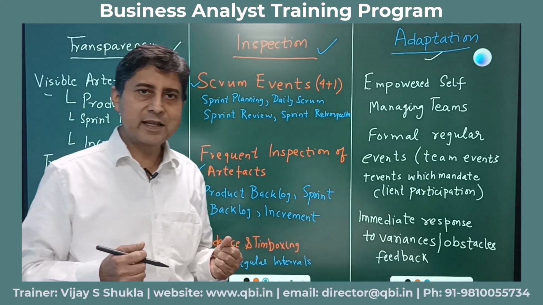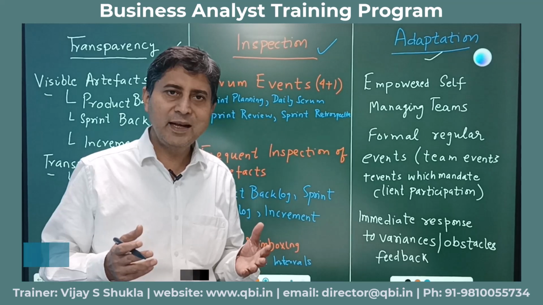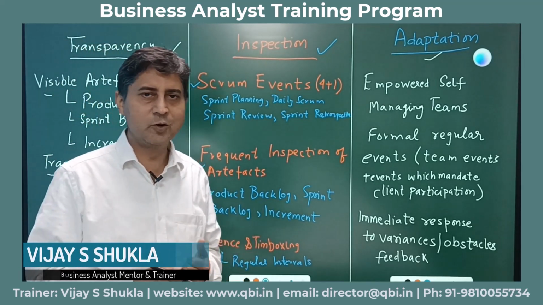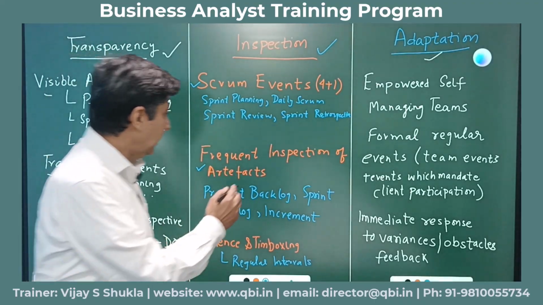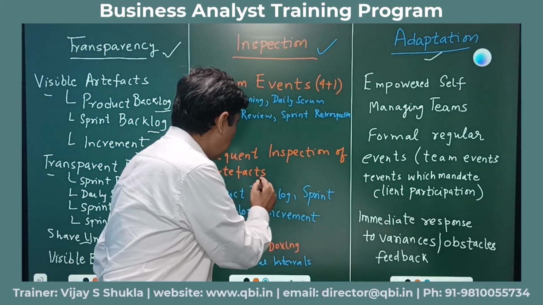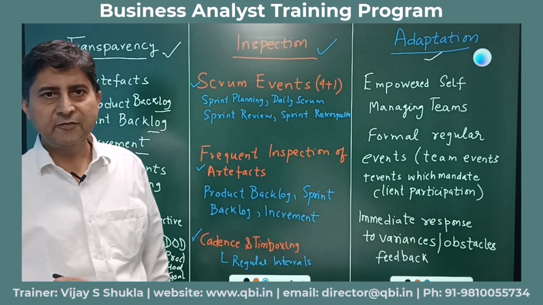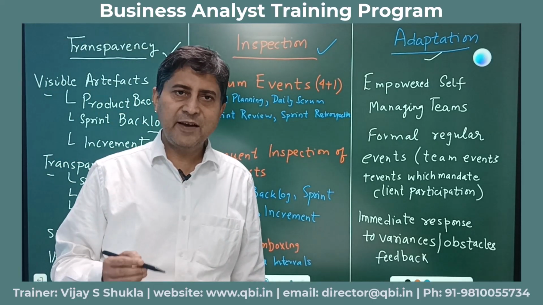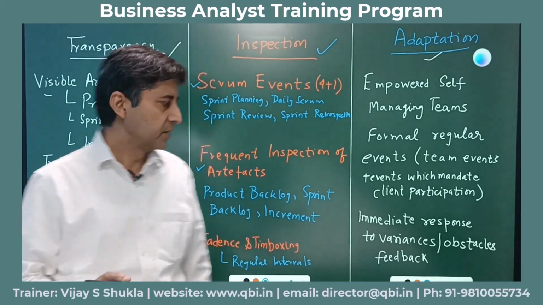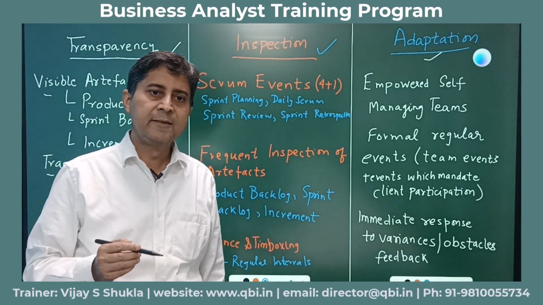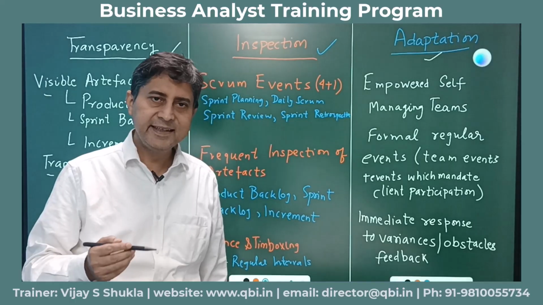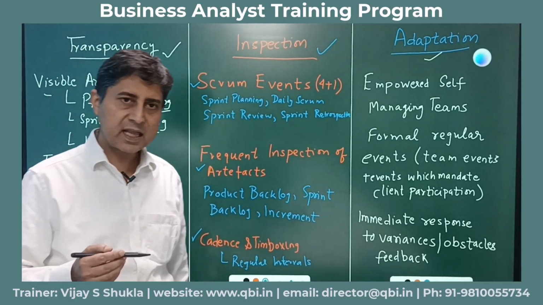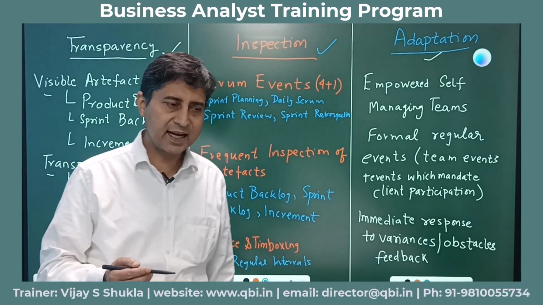So these events are a time when formal and informal inspection towards progress and towards the product and sprint goal can be done. Then there is frequent inspection of artifacts. The Scrum artifacts, product backlog and sprint backlog, are artifacts which progress with time. So these artifacts are updated, refined, and improved from time to time. And these artifacts are available to team members and to the client.